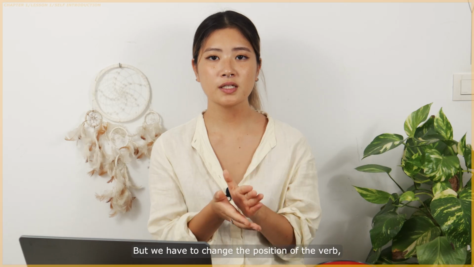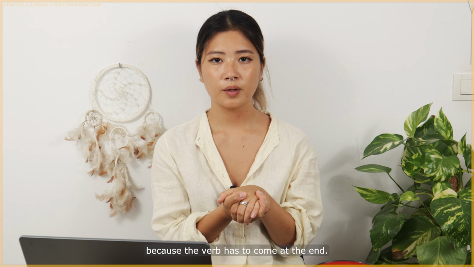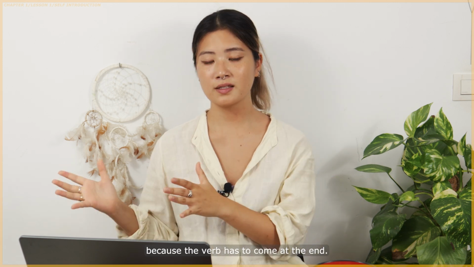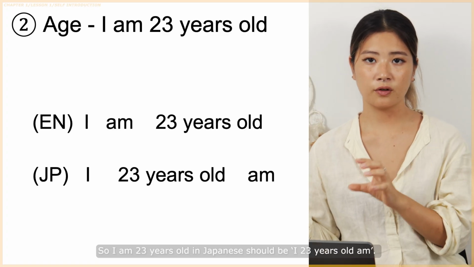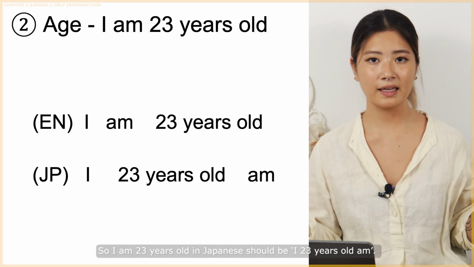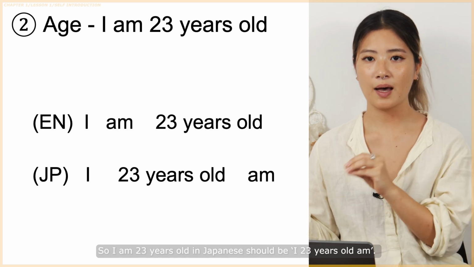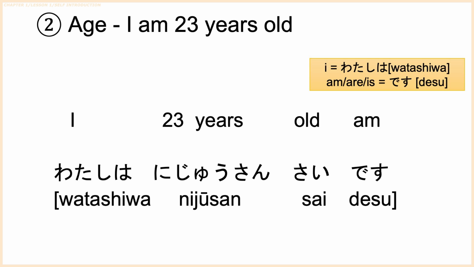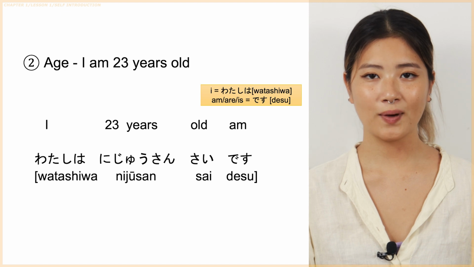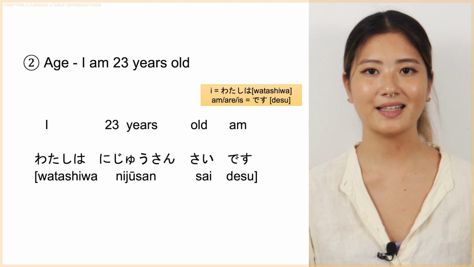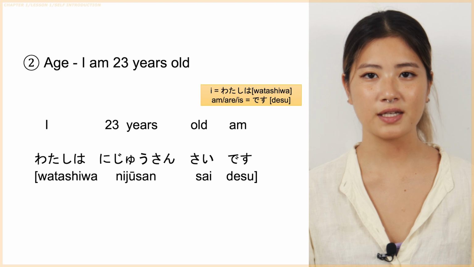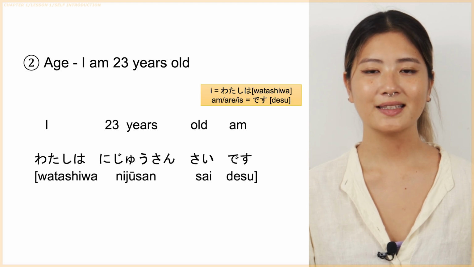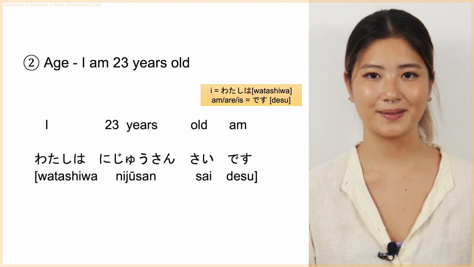But we have to change the position of the verb because the verb has to come in the end. So I am 23 years old in Japanese should be I, 23 years old, am. As I already said, I as a subject is watashi wa, am is desu. If we say Japanese words in this sentence order, it should be watashi wa 23歳desu. I am 23 years old. Watashi wa 23歳desu.